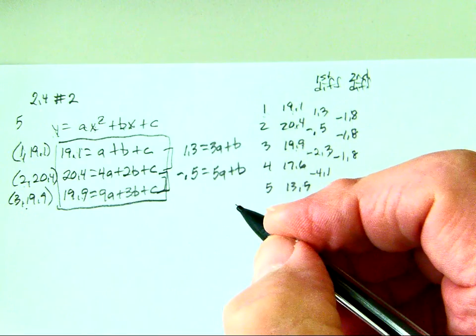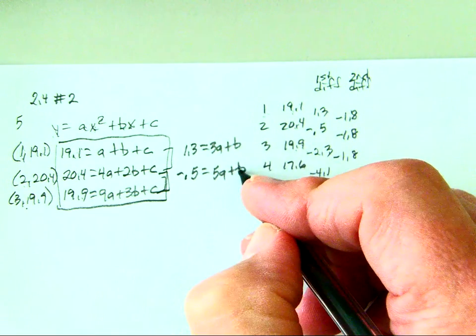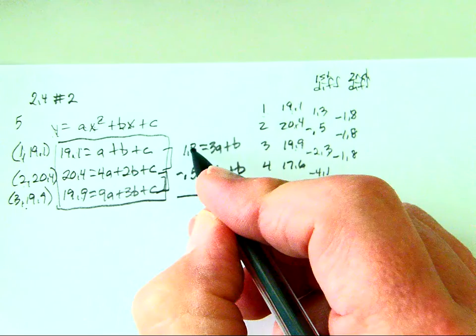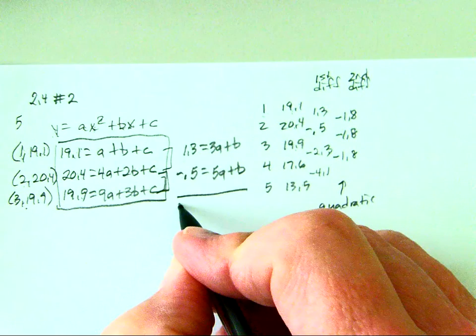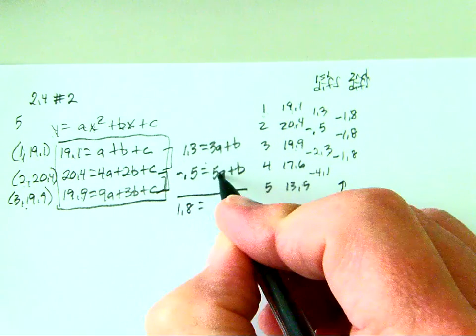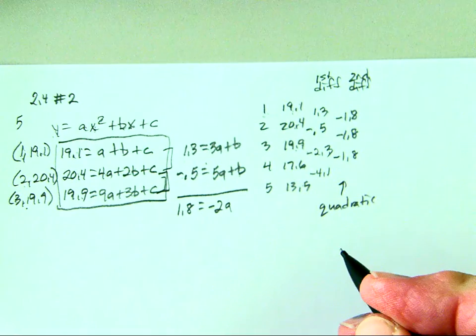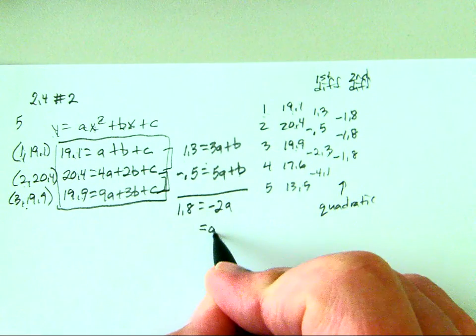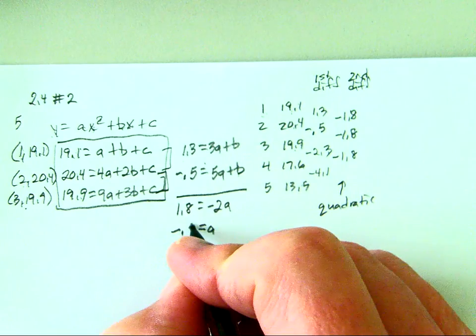Now we need to get rid of another variable. Well, now these line up pretty well because if I subtract these, I can get rid of b. So if I subtract, let's say I take 1.3 minus a negative 0.5, that's 1.8. 3a minus 5a is a negative 2a, and the b's cancel. Then divide both sides by a negative 2, so we get a is a negative 0.9.